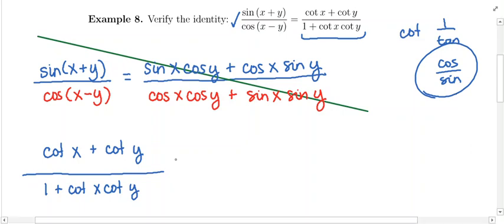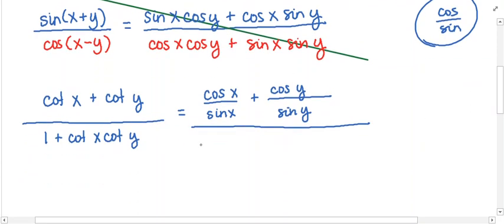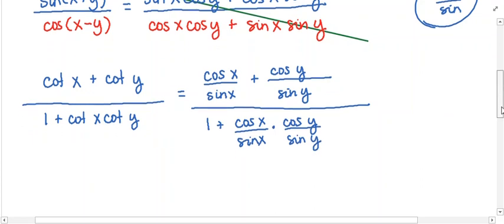So let's do this. The cotangent of x is the same thing as the cosine of x over the sine of x. And then I'm adding the cotangent of y, which is the cosine of y over the sine of y. That's the numerator. In the denominator, I'm going to have 1 plus the cotangent of x, that's cosine x over the sine of x, times the cotangent of y, that's cosine y over the sine of y.